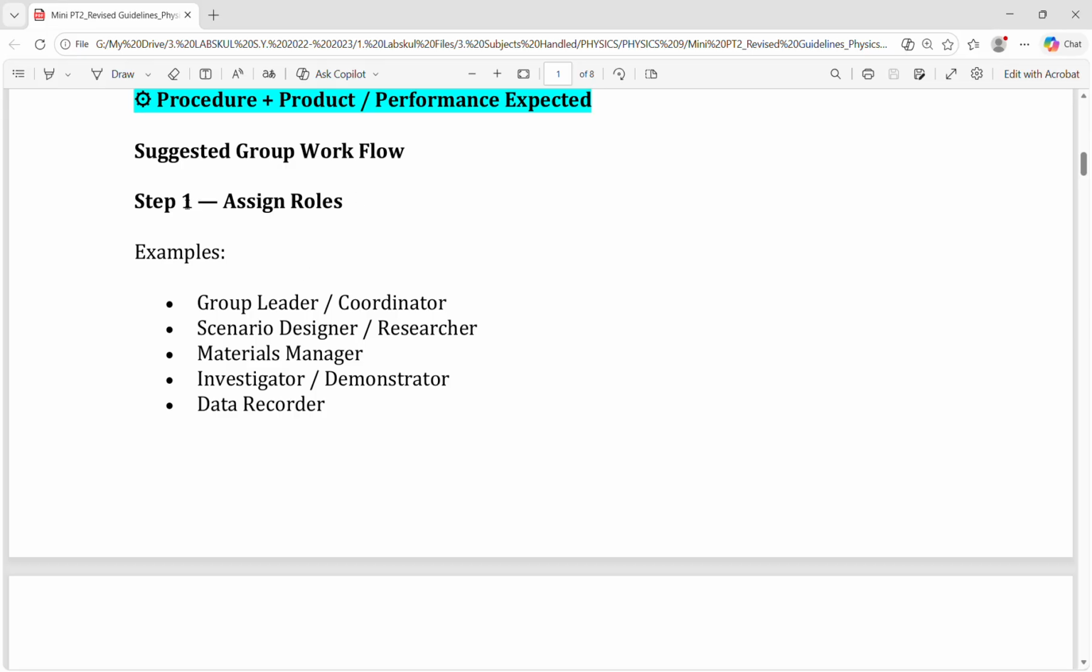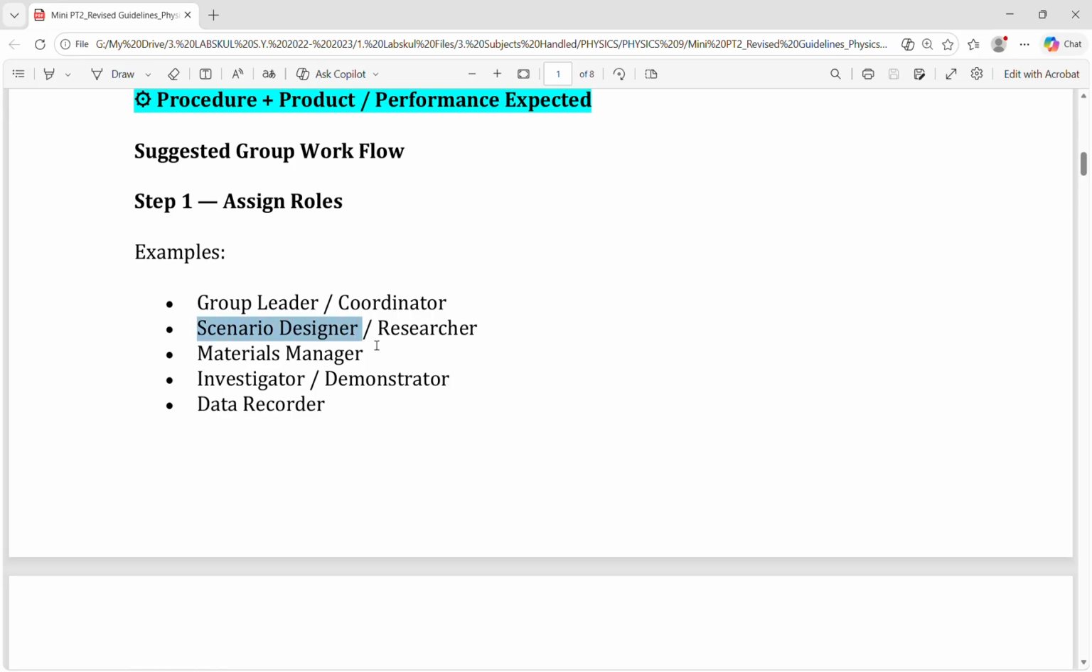Step 1, you're going to assign roles for each member. Who is your group leader? The leader will guide you, plan out, suggest what to do, give responsibility to each member of the group, and ensure that whatever each member has presented based on his own contribution, he verifies.